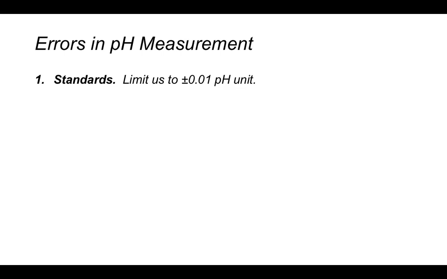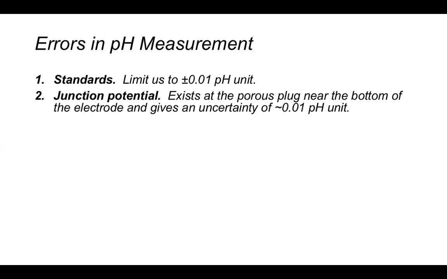So in pH measurement, there's a couple of errors which we just cannot get rid of. There will always be a certain uncertainty in our pH measurements. So when we report pH measurements, it's important for us to quote the limits to our measurement. The standards here limit us to plus or minus 0.01. No matter how careful we are, there's always a little bit of error associated with the use of standards.